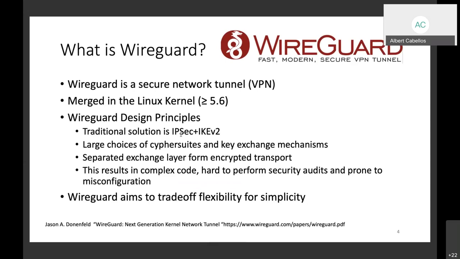So WireGuard is basically a secure network tunnel, which is basically a VPN. It has been merged into the Linux kernel, so it's part of the mainstream Linux kernel. And its design principles are quite interesting if you read the white paper listed at the bottom of the slides. Basically, they are entering a quite crowded space, which is VPNs, right? And they say, okay, let's take a look at traditional solutions such as IPsec and IKE.